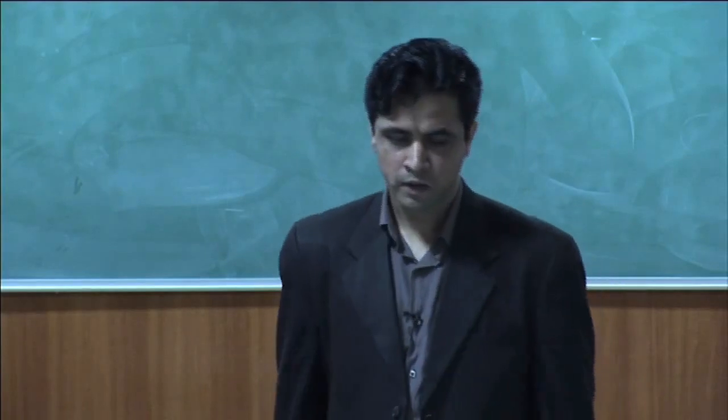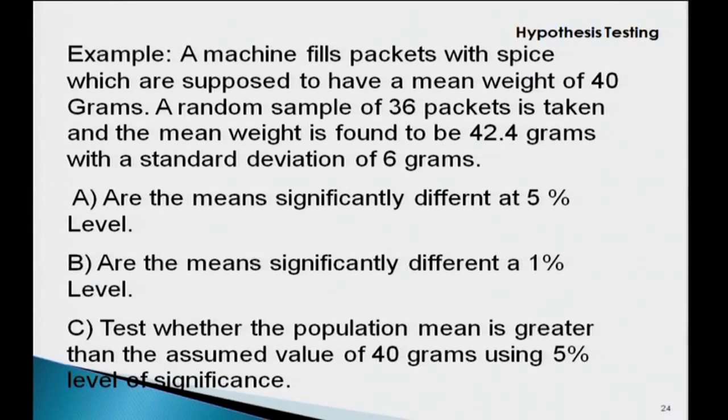Moving further to another example, a machine fills packets with spice which are supposed to have a mean weight of 40 grams. A random sample of 36 packets is taken and the mean weight is found to be 42.4 grams with a standard deviation of 6 grams.